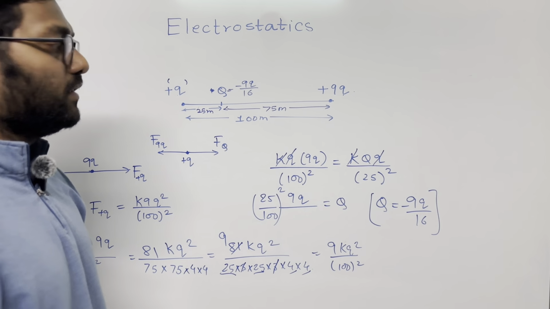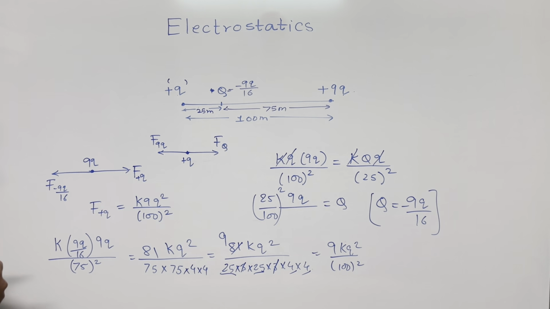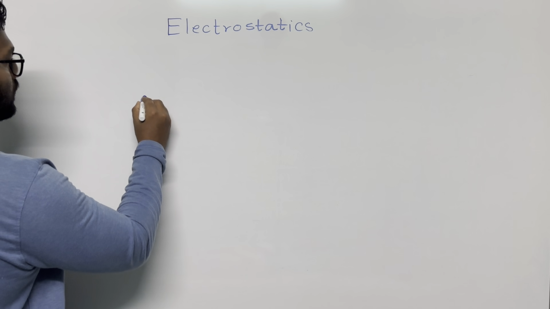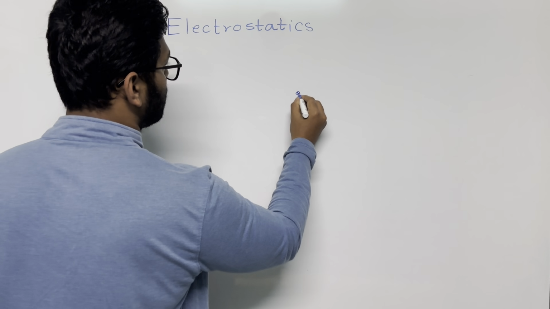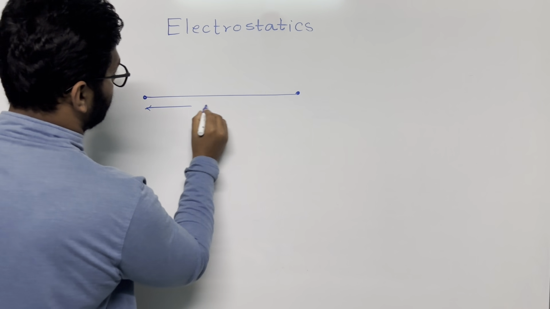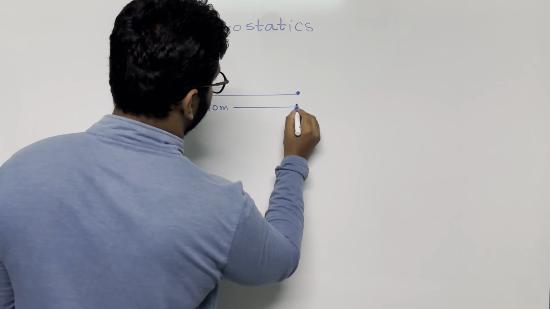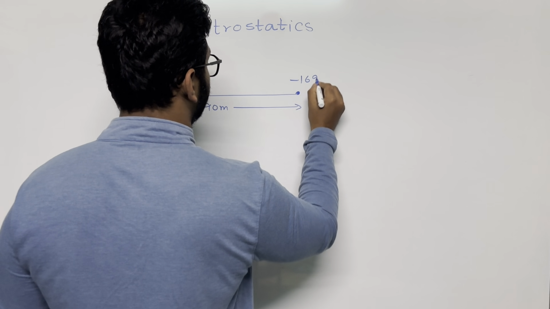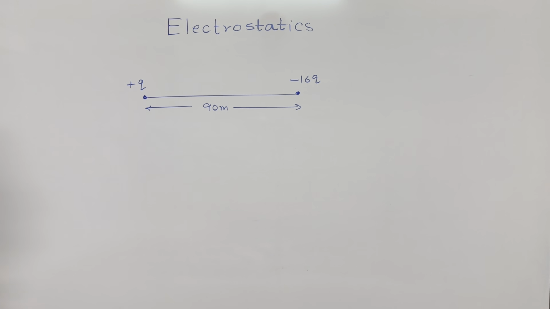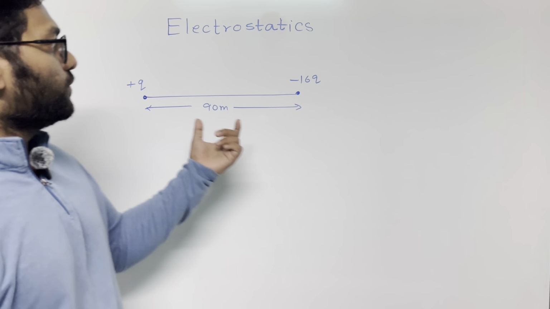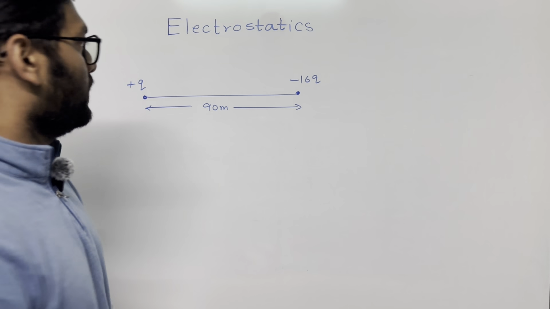Okay, let's do another question to make our concepts clear. Let's say we have two charges separated by 90 meter. Okay, let's say this is plus q and this is minus 16 into q. This is minus 16 into q and this is plus q. Where should we place the new charge such that the net system is in equilibrium, and also find out the value of that charge, right?